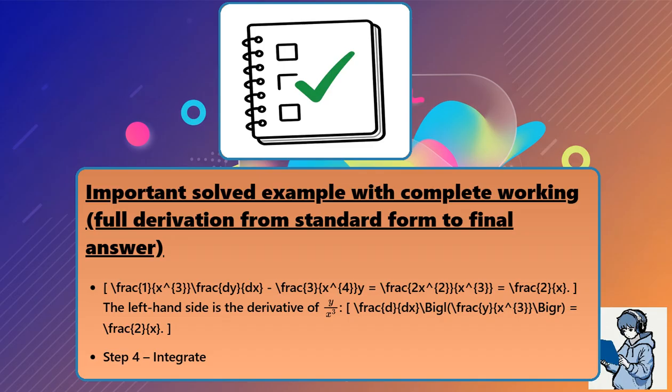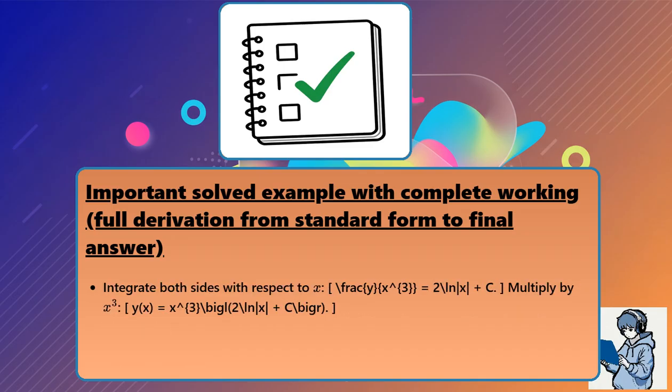Step 4, integrate. Integrate both sides with respect to x. y over x cubed equals 2 ln absolute x plus C. Multiplying by x cubed, y of x equals x cubed times (2 ln absolute x plus C).